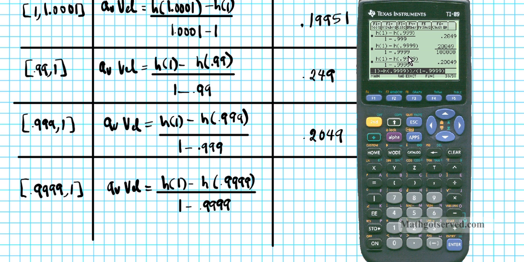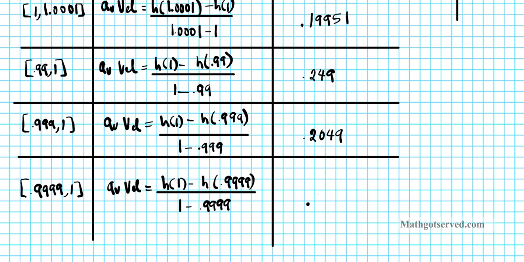So let's check. We have 4 9s there. Good. We have 4 9s. This is 0.20049. All right. So when we're approaching 1 from the left, what do you notice happening? It's approaching 0.2. It's getting really, really close to 0.2.